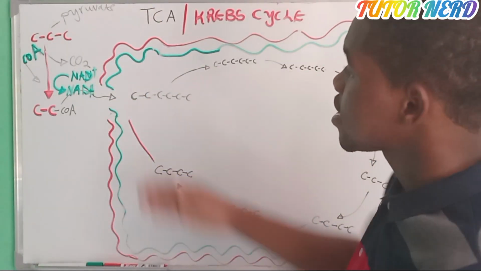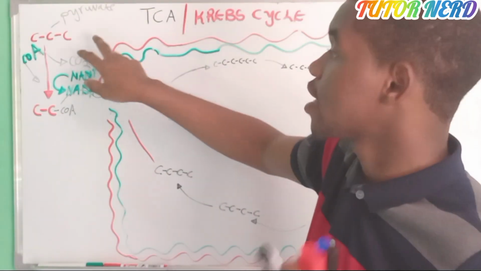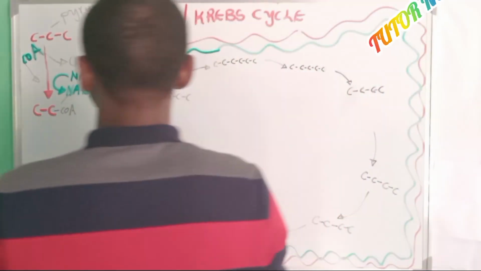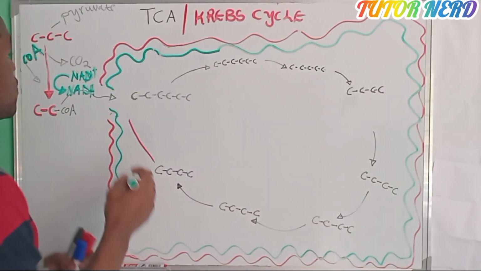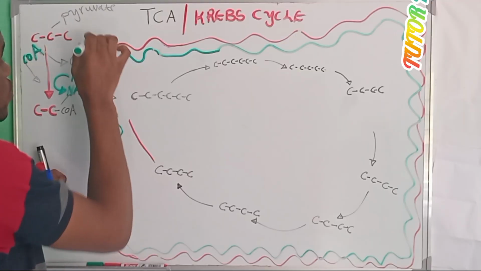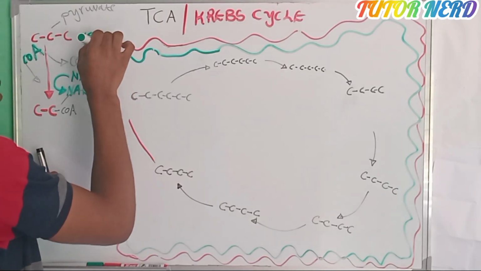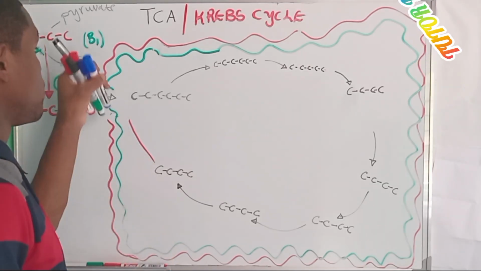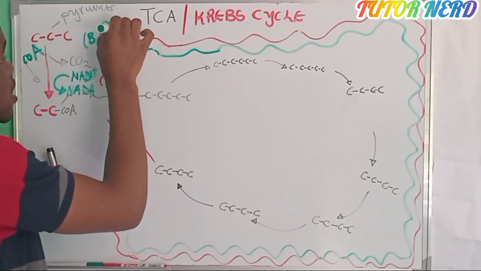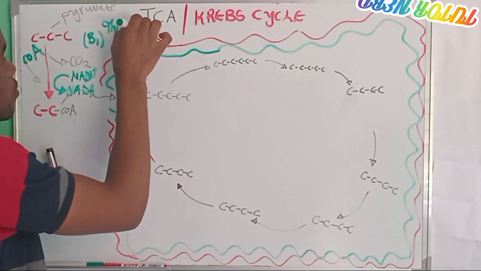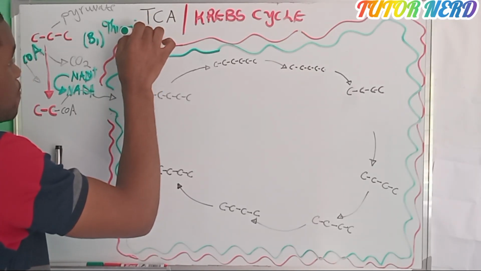Okay, so what is happening here is this: for this carbon dioxide to be removed, there is actually a vitamin B derivative here, and the vitamin B derivative that we're talking about is vitamin B1. That derivative of vitamin B1, we call it thiamine pyrophosphate.